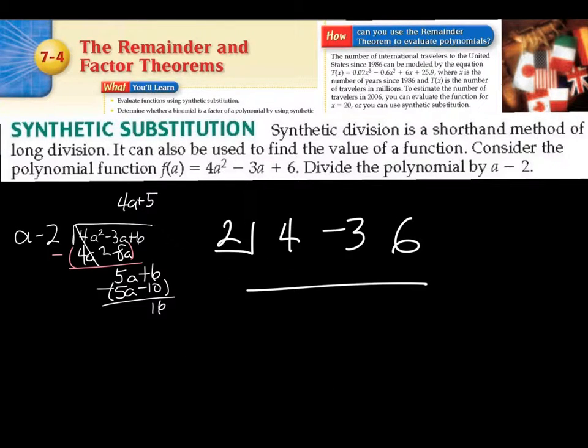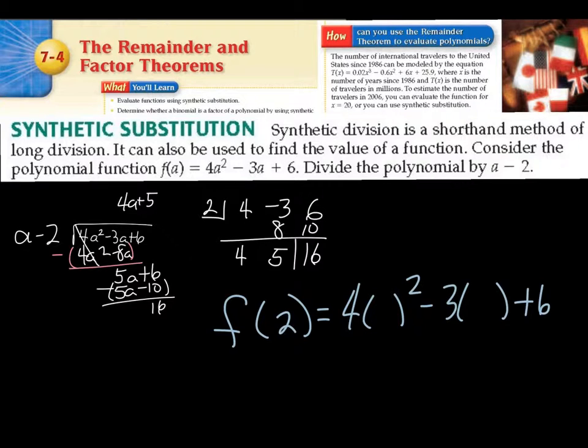Synthetic division lets us complete the same process with a lot less writing. We always drop down the first digit, 4, because whatever is here always ends up being here. And then we multiply. 2 times 4 is 8. Add, multiply again, 2 times 5 is 10, and add, and we have the same remainder of 16.